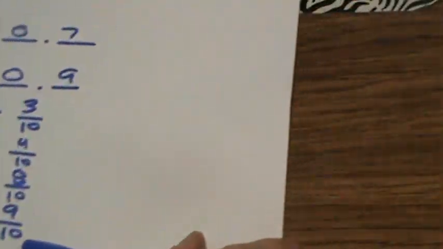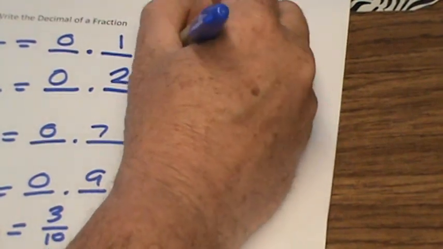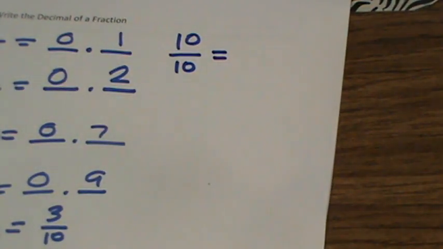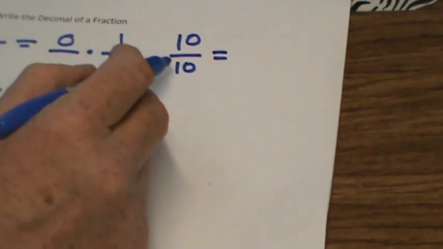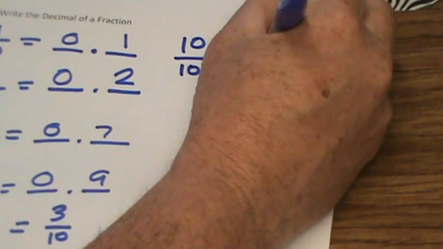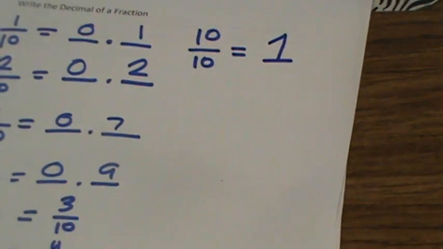Let's head over here to the next column. And we're going to look at this fraction, 10/10. What do we think 10/10 would equal? Well, the numerator is the same as the denominator, and whenever that happens, it equals the number 1. And there we have it, our fluency practice.